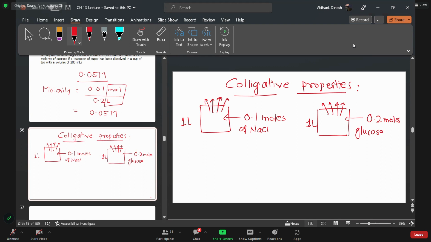But then it is kind of strange, right? We are dealing with sodium chloride in one solution. In a second solution, we are dealing with glucose. So it looks like the nature of the solute is not affecting. Can you tell me what is affecting here? If the volume is the same, what am I changing here?